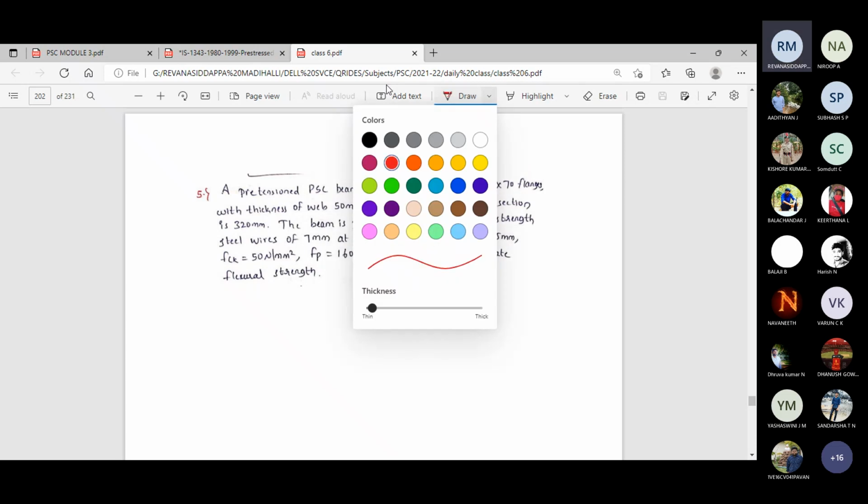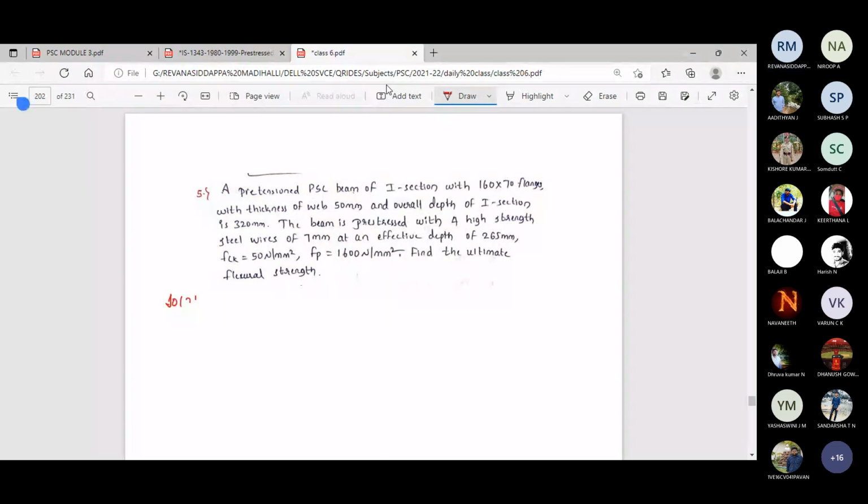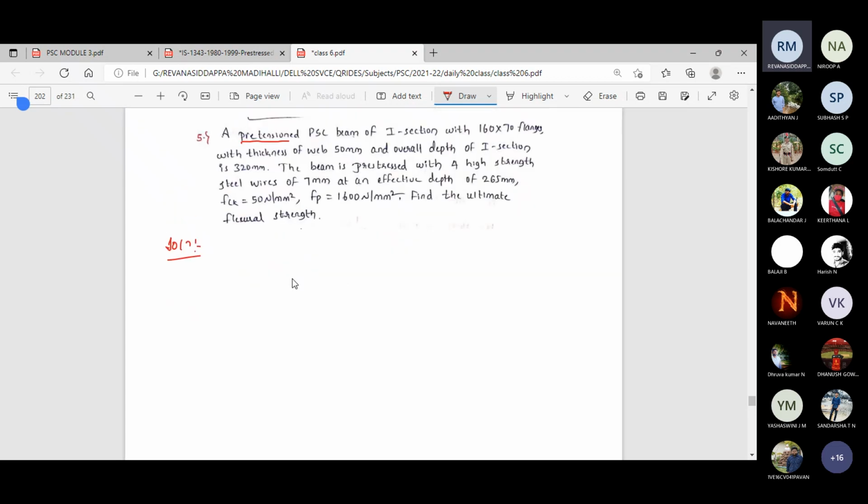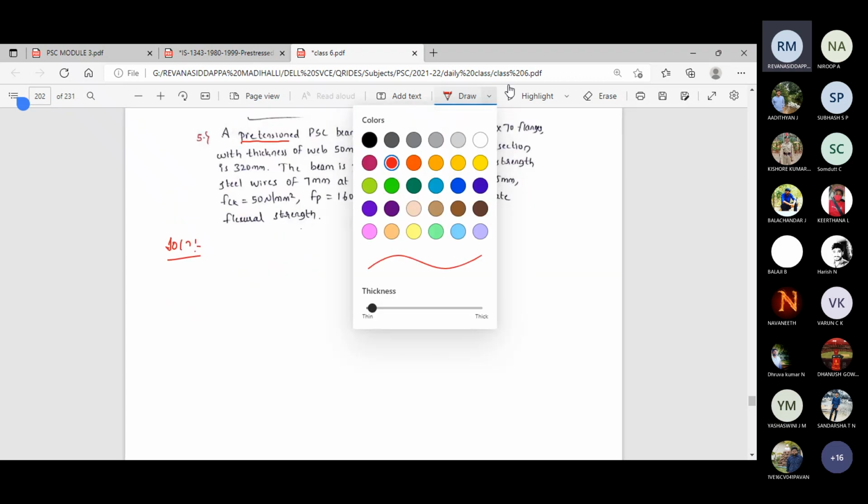Okay, we'll start solving. What is the problem here? It is a problem on I section, pre-tensioned. It's a pre-tensioned beam, which means it belongs to table 11. PSC beam of I section with 160 by 70 flanges with thickness of web 50 mm and overall depth of I section is 320 mm. Let me write the diagram. All dimensions are given. I'll write the diagram.